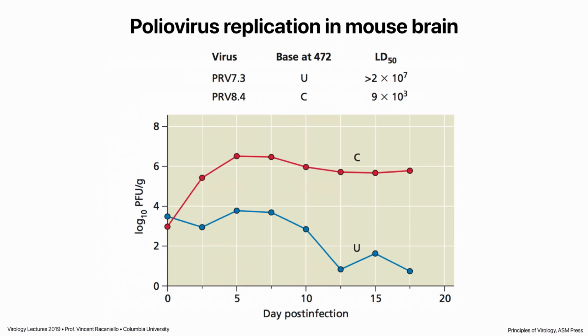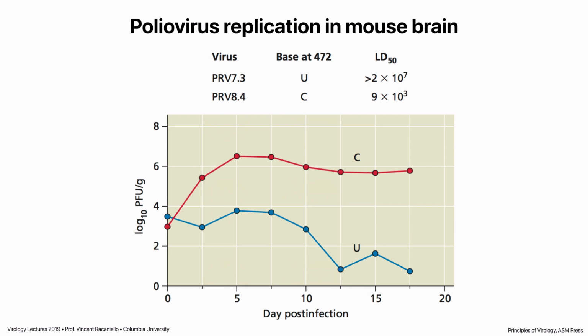The virus with a C is quite lethal. 9,000 PFU, when injected into a mouse intracranially, will kill half of the animals. You change that C to a U, and now you could put over 10 to the 7th PFU intracerebrally, and the mice are fine. They don't get paralyzed. One base change. There's no other change in the genome. It's really remarkable, and this is in a non-coding region.